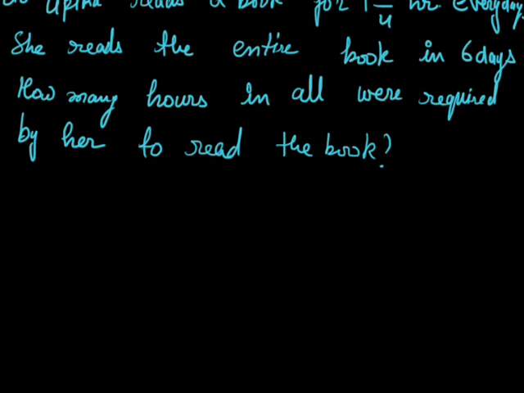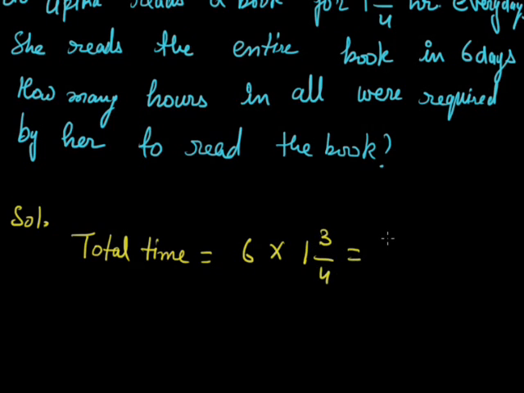Now, Lipika reads book for 1 3 by 4 hours every day. She finished reading it in 6 days. So that means for 6 days she continuously read every day 1 3 by 4 hours. So we can add 1 3 by 4 6 times, or we can say total time required by her will be equals to 6 into 1 3 by 4, or we can write it as 6 into 4 ones are 4, 5 6 7, 7 by 4.